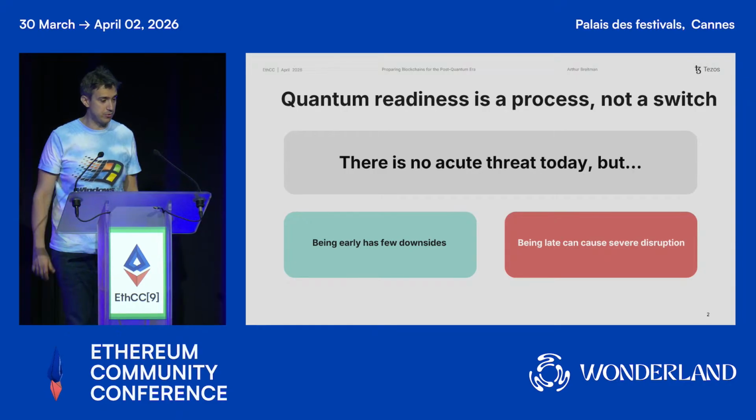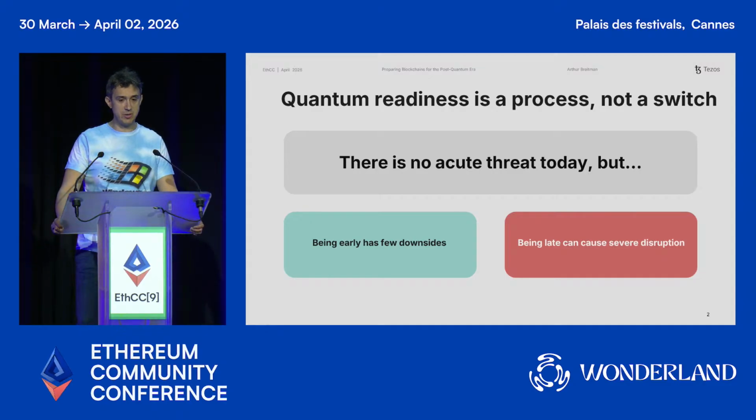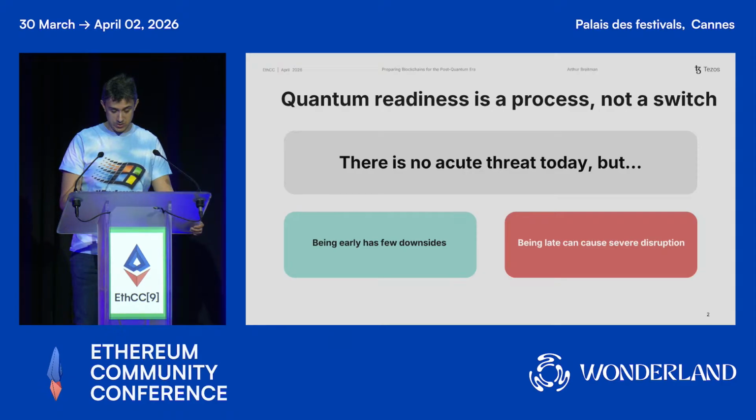I'm sure you've seen the papers from Google recently where they have the number of qubits necessary. We're not there. I also don't think we'll be there in 2029, but it's also not impossible that we'll be there in 2029. And so it's appropriate to take the right measures. Why? Because being early has very few downsides, and being late can cause severe disruption. The other point I'm going to make is there is really no reason not to do it.